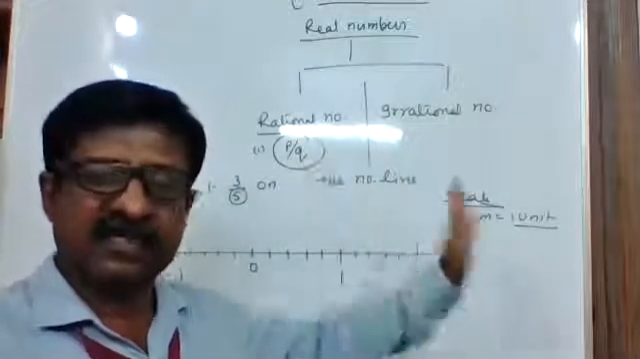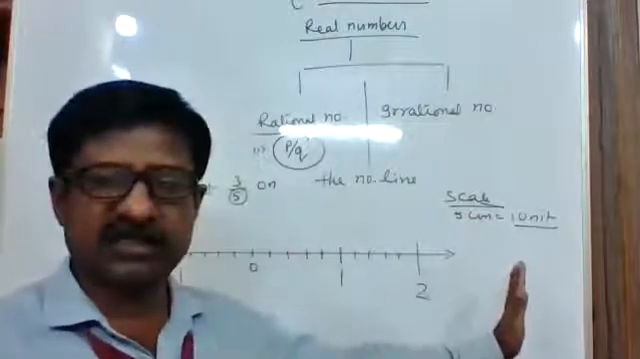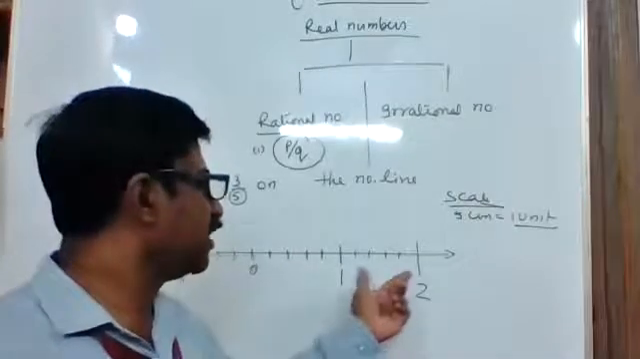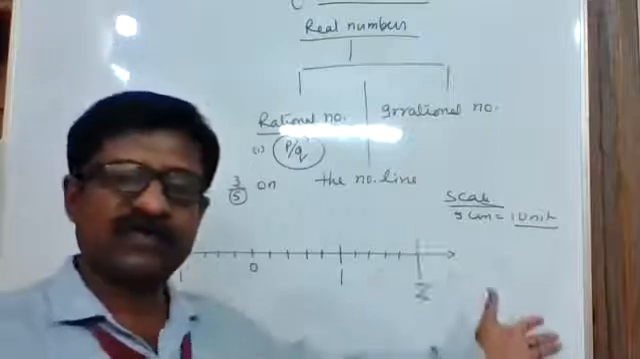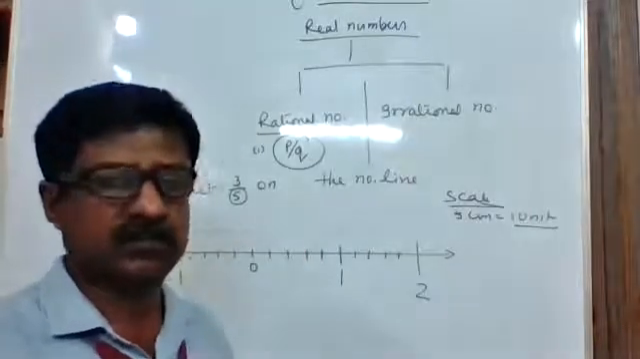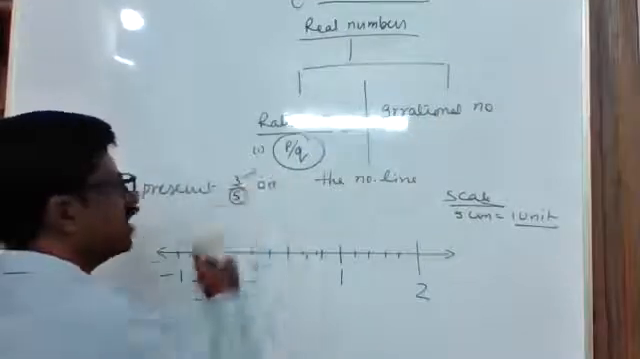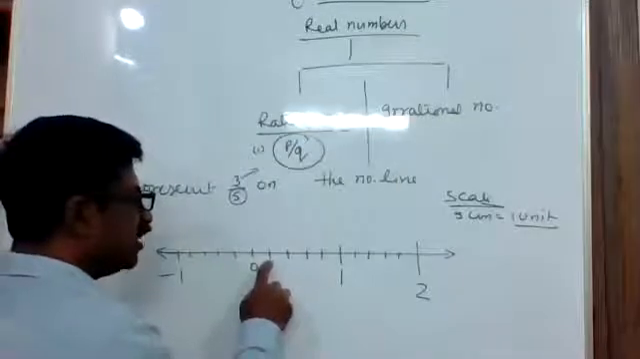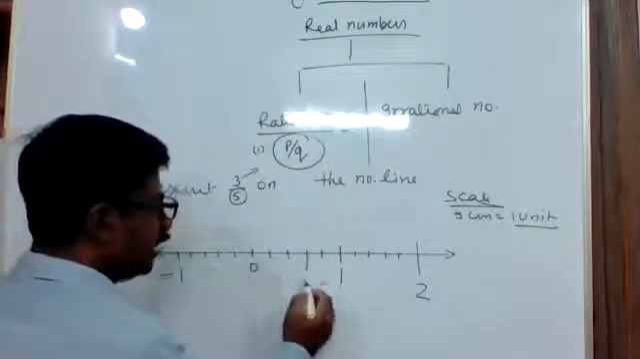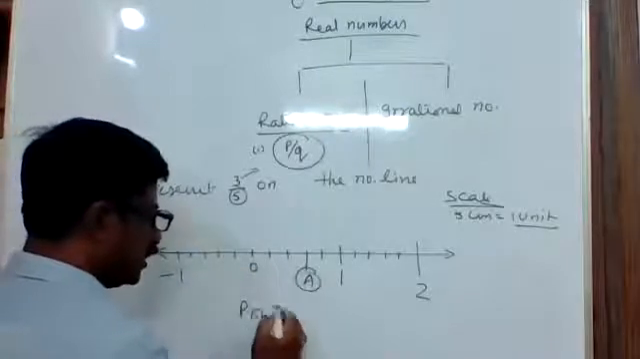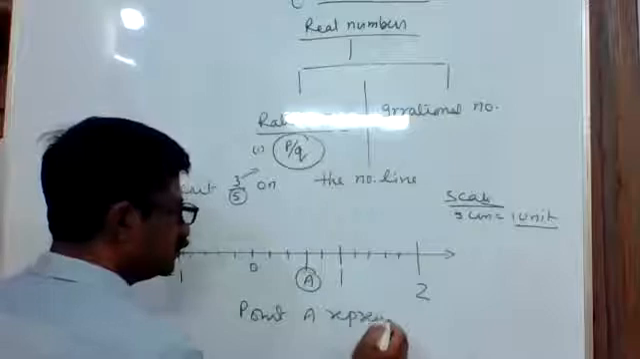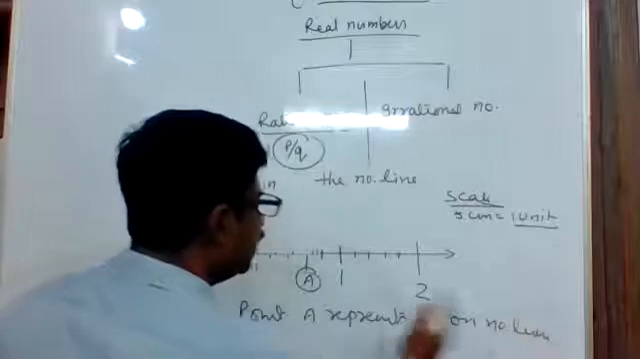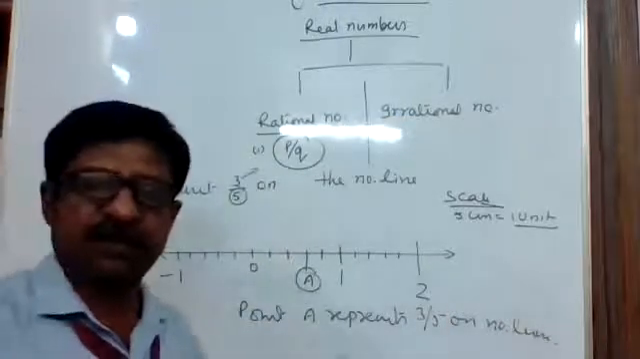That means in x-axis or in this number line, at a distance of 5 centimeter, we have to mark the point 1, we have to mark the point 2, we have to mark the point 3 if it is needed, and so on. Now we see the numerator. Numerator is here 3. That means start from the beginning itself. Start counting 1, 2, 3. This point A represents 3 by 5 on number line. In this number line, 3 by 5 is represented by point A.